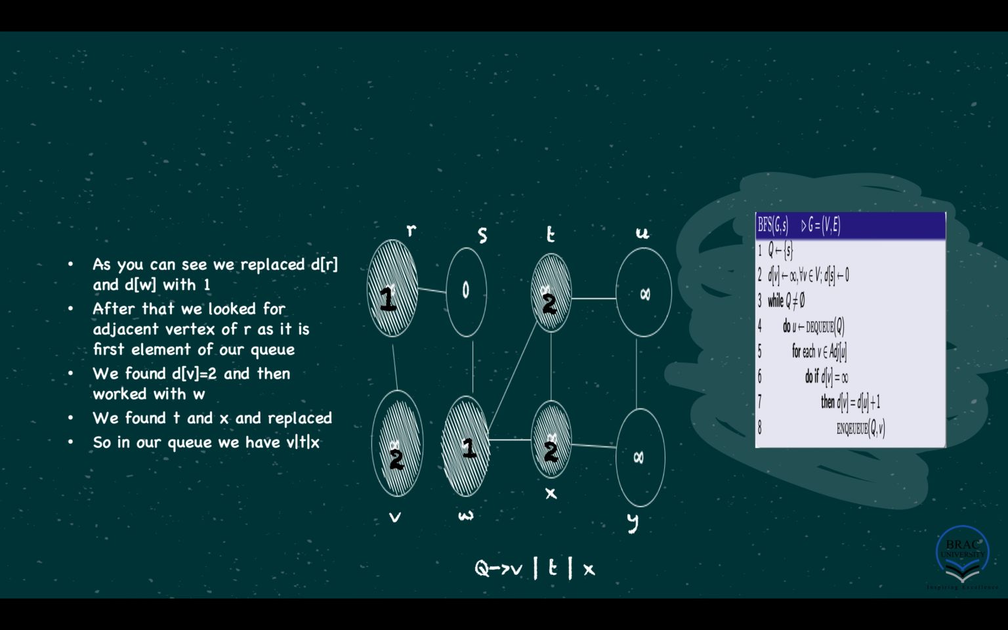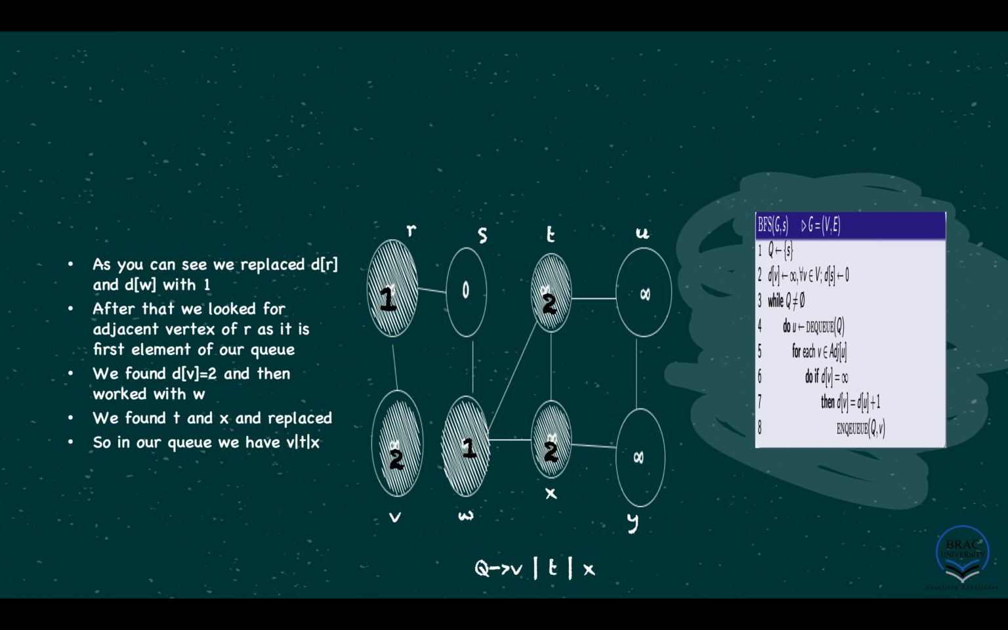After that we looked for adjacent vertices of R as it is the first element of our queue. So we dequeue R in this case and we found dv equal to 2. And then we work with W. So from W we go to T and X. So we enqueue them, we dequeue W from our Q, and we replace the value of T and X with 2.